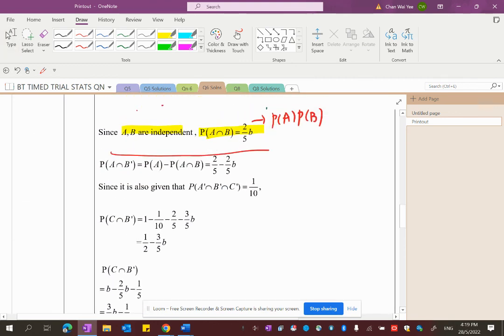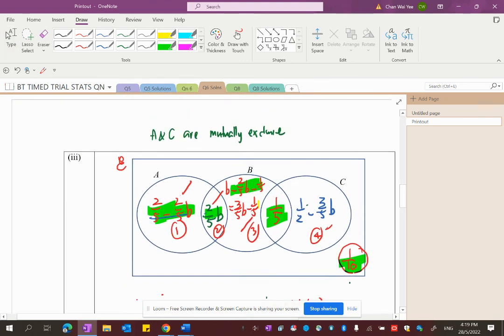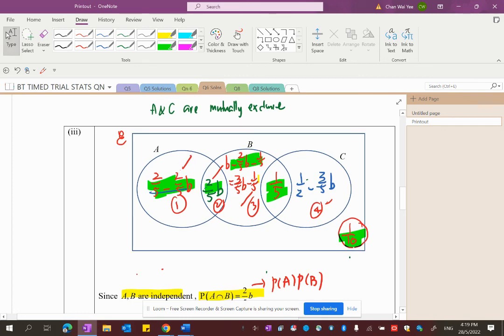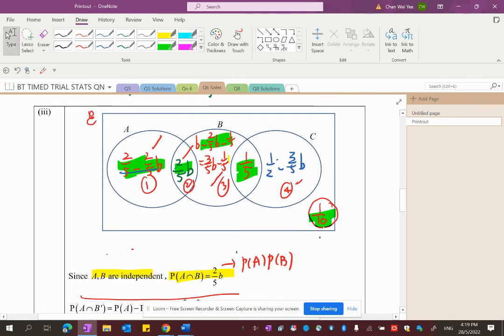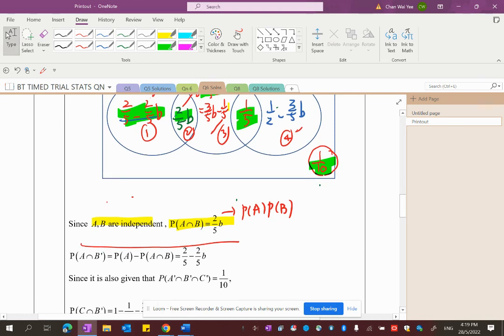For this question, we have completed, but I just want to remind all of us that to solve this kind of question, it's very important to make sure that every single portion of your Venn diagram is complete. We have a similar question in your tutorial, mastery question for probability as well as WA. Please go and practice that.